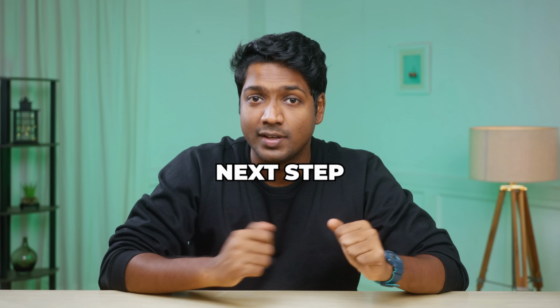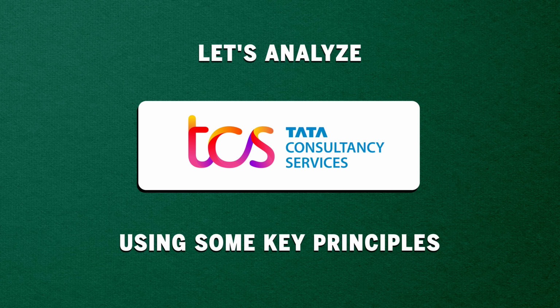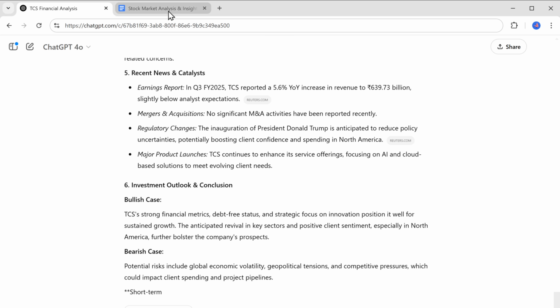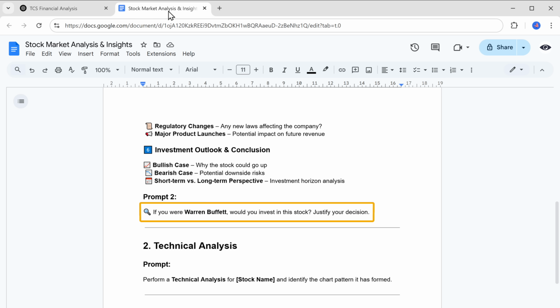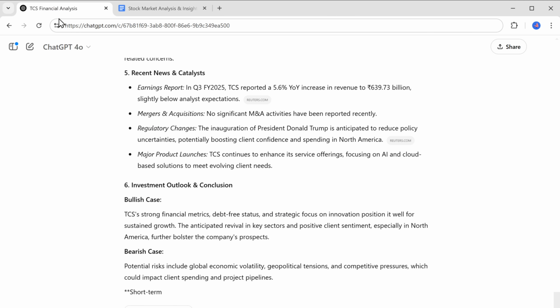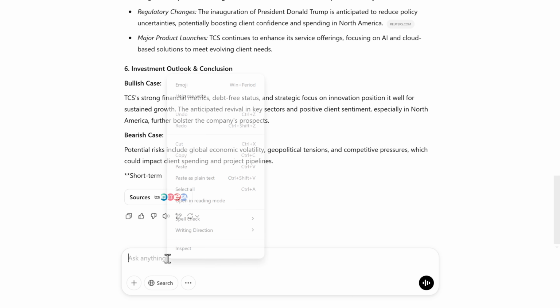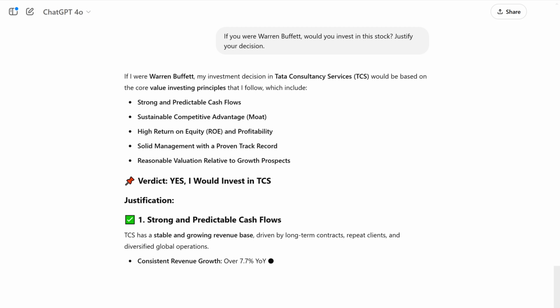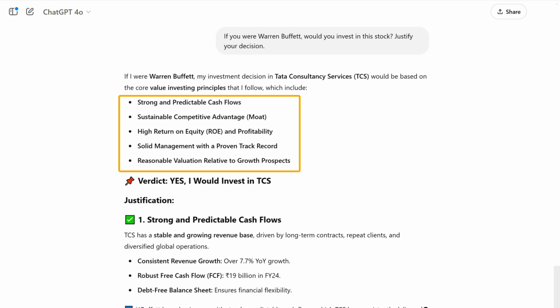But before we move on to the next step, let's do something fun. Let's analyze this stock using some key principles by legendary investors like Warren Buffett. So let's go back to this document, copy this prompt, come back and paste it here. This shows Warren Buffett's investment criteria and whether TCS meets them.